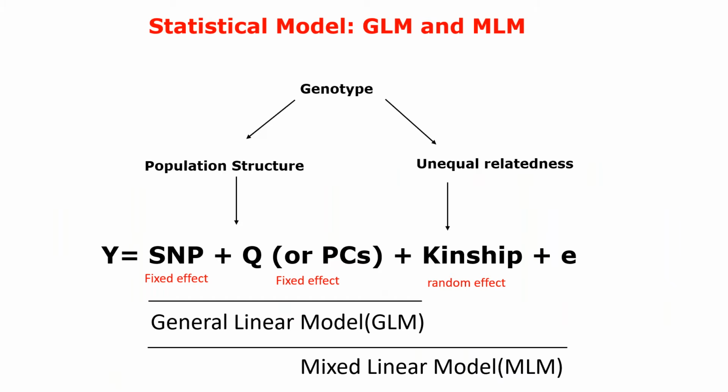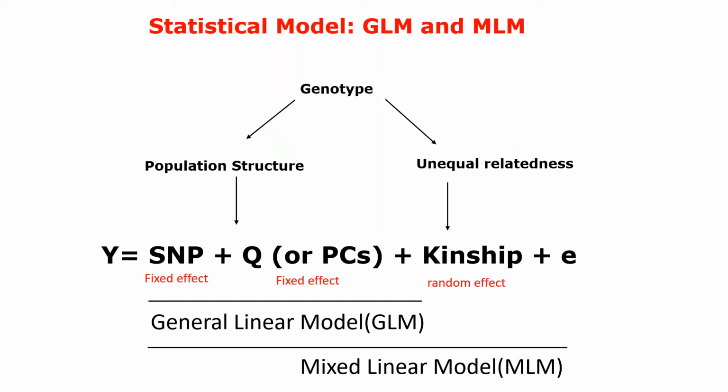The statistical models we follow are GLM and MLM. We know that in the GLM model, we use only the SNP and the population structure. But in the mixed linear model, in addition to the population structure, we also look at the kinship, the relatedness among the genotypes. So we went for the MLM analysis initially.